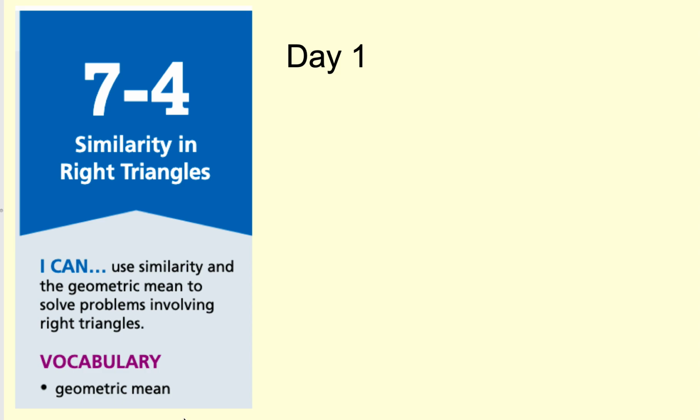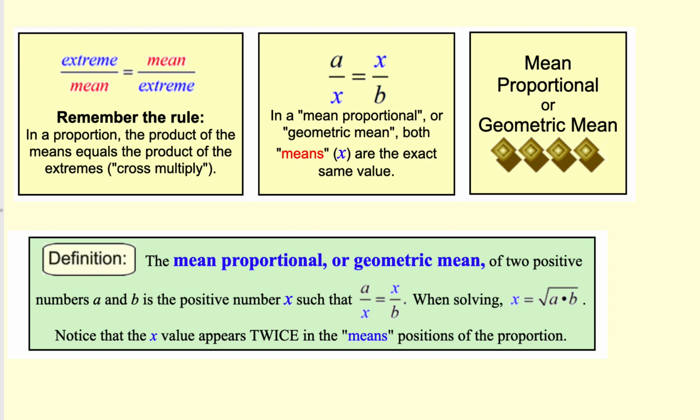I can use similarity and the geometric mean to solve problems involving right triangles. Let's first talk about a proportion. A proportion is made up of two ratios. And when the two ratios are equal to each other, we call the placement of numbers in these two spots the mean, and the placement of two numbers in these two spots the extreme.